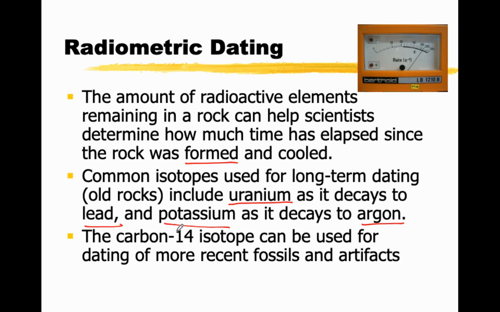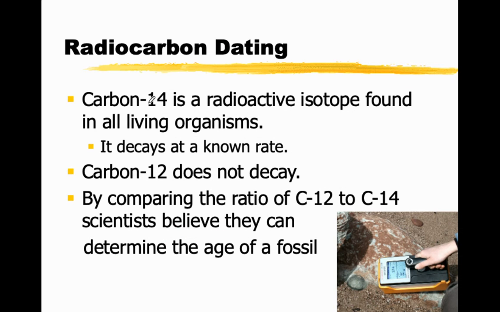One of the ones that we're going to use for organisms is actually going to be carbon. Carbon-14 is an isotope that can be used for dating more recent fossils and artifacts. Carbon-14 breaks down and starts to lose neutrons, breaking down to carbon-12. So we see carbon-14 is radioactive, meaning that it is going to lose energy, lose neutrons, and it decays at a known rate. It is roughly 5,000 years is its half-life.